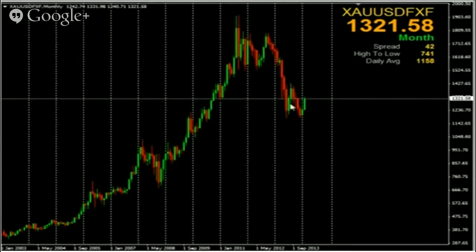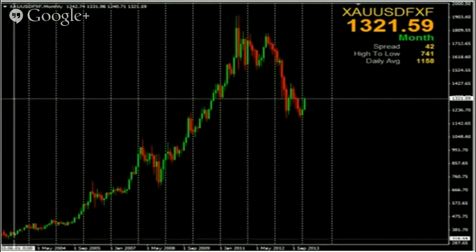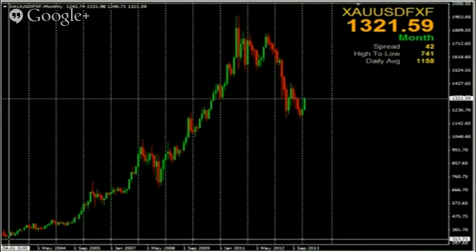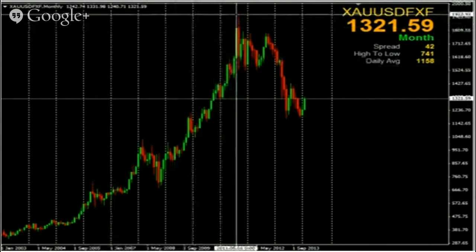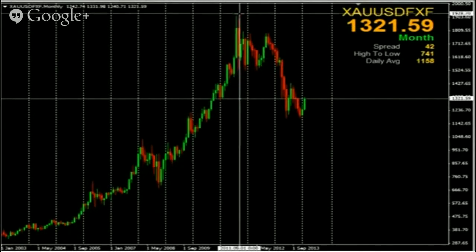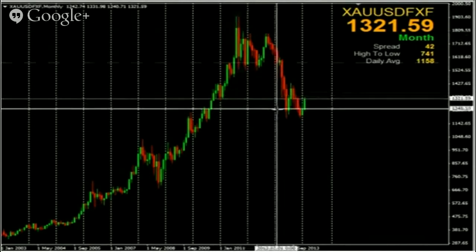Where it says a month, by the way, a month here is actually these little red and green candles. Each candle is a month, and the distance between the white dashed lines is a year. So you can see all the way back to the left, way back in 2003, the price, if you look on the far right and the bottom, is about 310. So in 2003 it was about $310. It went all the way up over here in 2011. It hit around 1920, 1930 up there, and now it's fallen back.